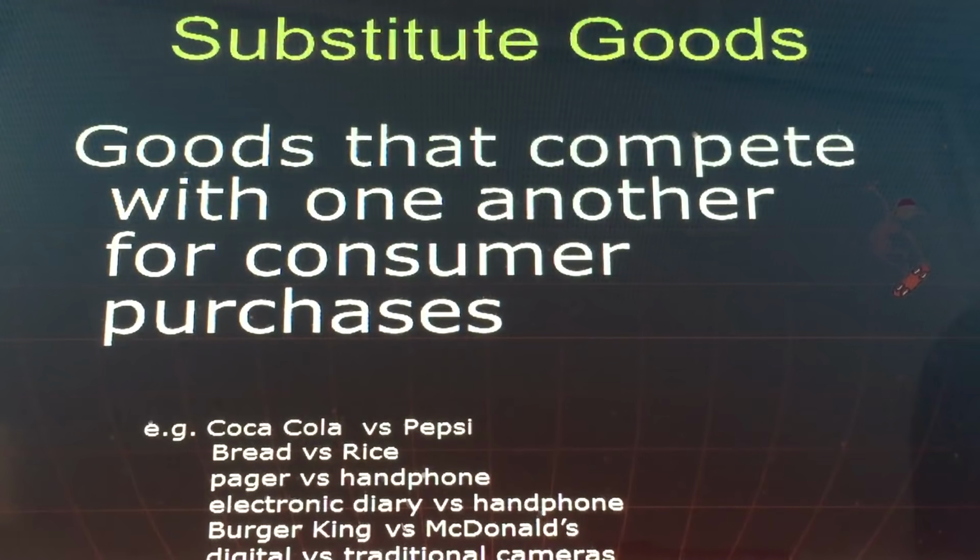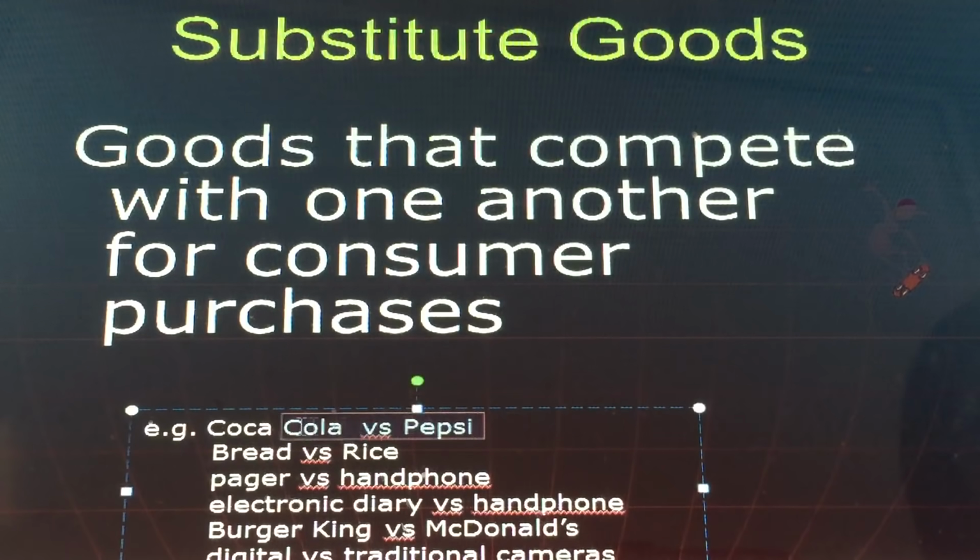Next, substitute. I already went through this. The idea here is whether it is close or not close. For example, Coca-Cola and Pepsi are very close. Some can't even tell the taste. But tea and coffee are also substitutes. Why? Because they are caffeinated drinks. But are they close? They are not as close as Coca-Cola and Pepsi. Can you see that? For a tea drinker, if you ask them to drink coffee, it may not satisfy the addiction, and vice versa.